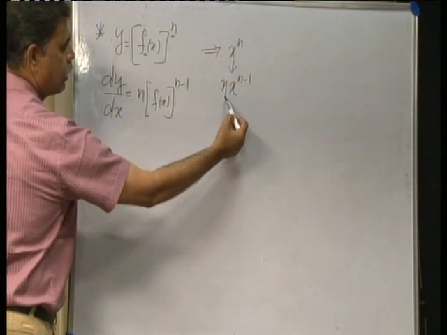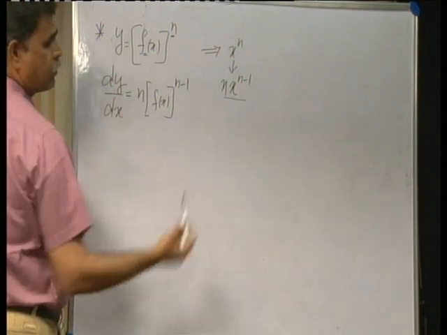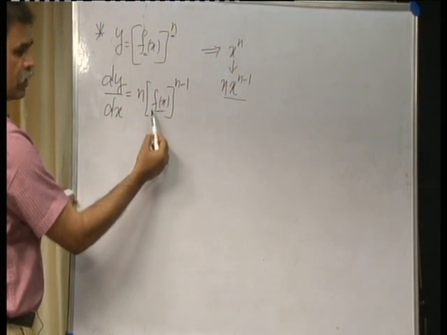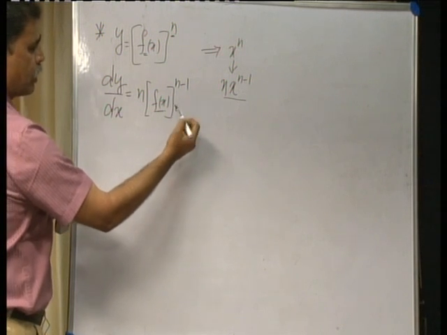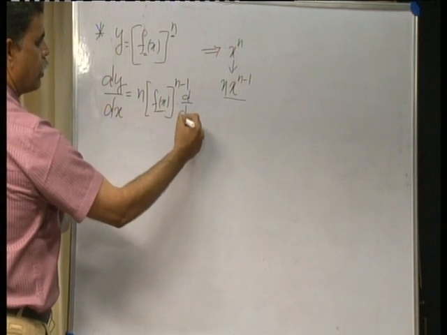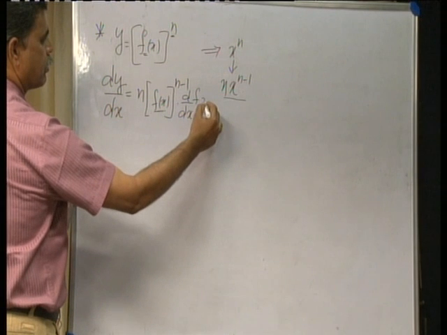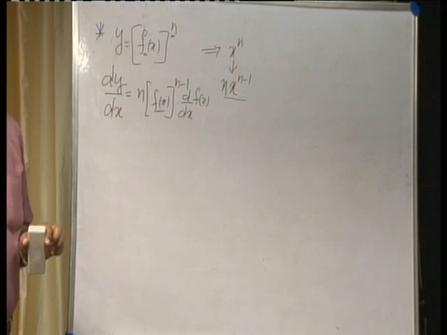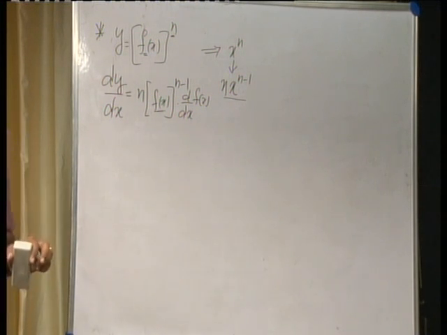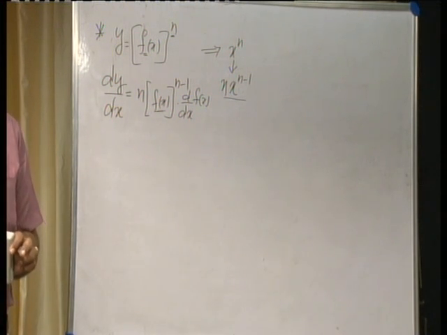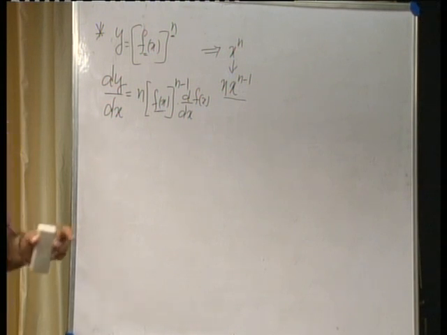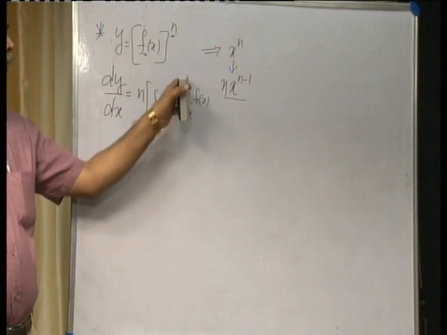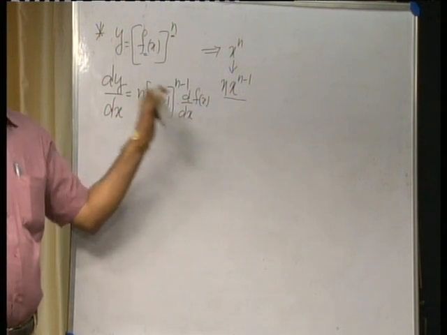As I mentioned earlier, it will not stop at this stage, because we have not differentiated the function, which is differentiated further. That is why we have to write d by dx of function. Function to the power of n is similar to x to the power of n. Function to the power of n can be taken as what? n into function to the power of n minus 1 into d by dx of function.